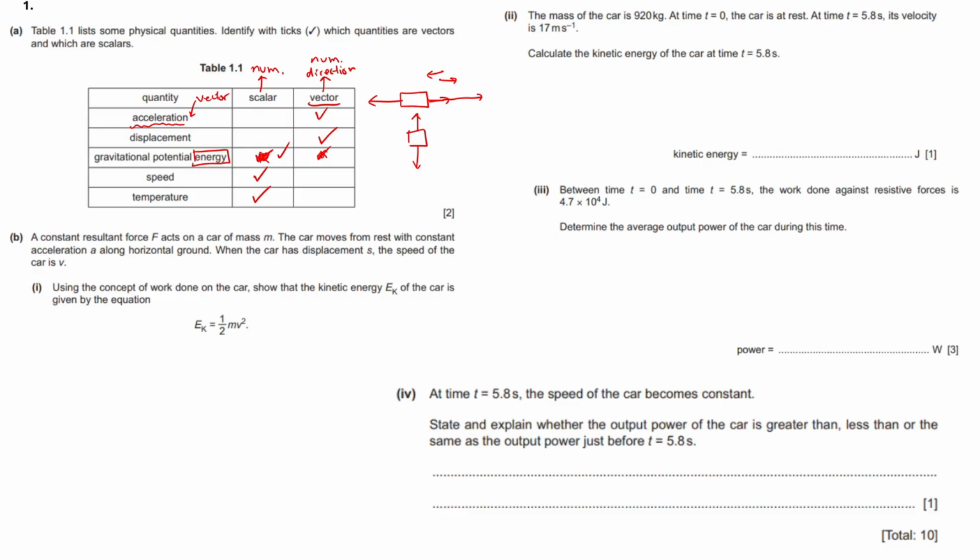Now for B1, we have the formula of work done on the car, and then we have to show that the kinetic energy of the car is given by the equation. So the formula of work is going to be equal to force times distance. S is the same thing as displacement, as said in the problem, which is just underlined.